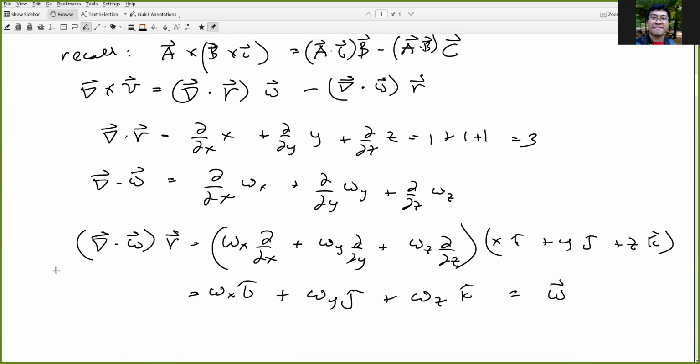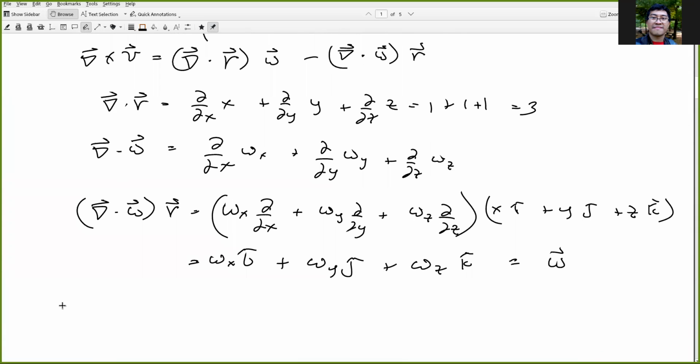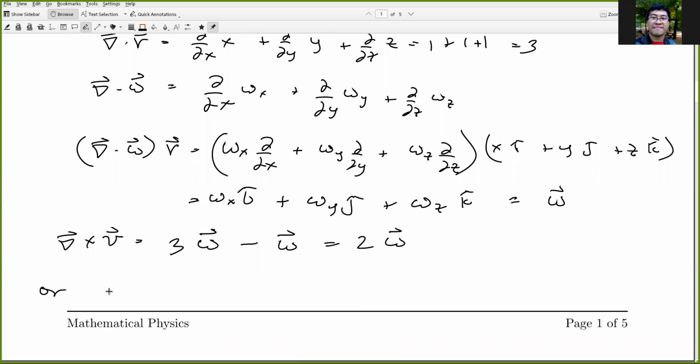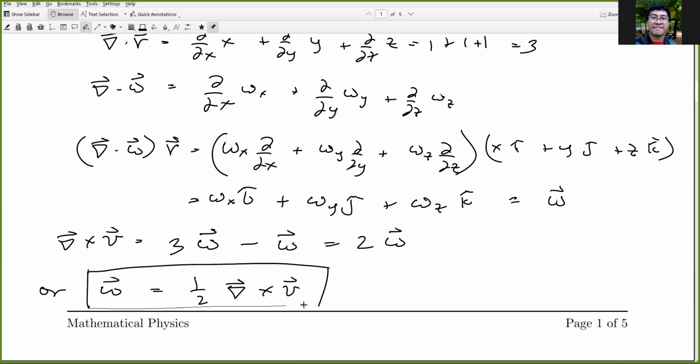Okay, so our del cross v is del dot r, which is 3 omega, minus del dot omega r, so that is 2 omega, or omega is 1/2 of del cross v. And what would it tell us? Angular velocity omega is proportional to the curl of v.